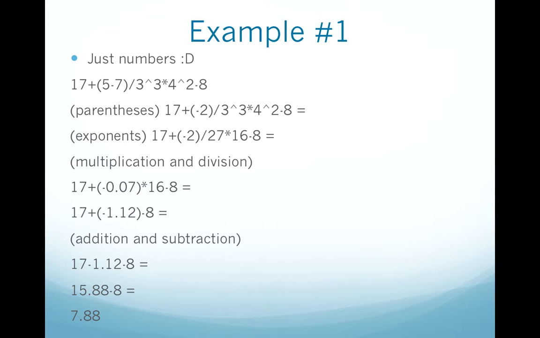The first multiplication or division that I had here was division, and it was negative 2 divided by 27. So when you solve that, it actually becomes an irrational number, so I rounded it to negative 0.07. Then you're going to solve negative 0.07 multiplied by 16, and you're left with 17 plus (negative 1.12) minus 8. Then you're going to go in and solve the addition and subtraction once more, going from left to right.